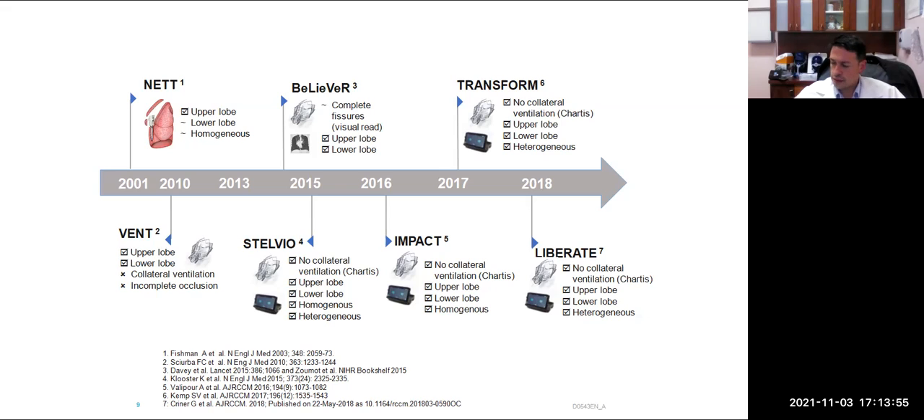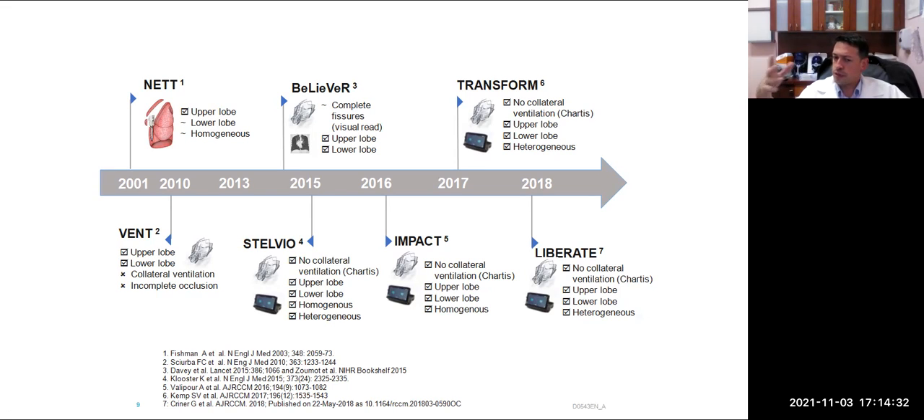And what's nice is that they have tried all the different possible combinations to really try to understand who are the patients who benefit from this technology. So we have tried upper lobe, lower lobe, homogeneous, heterogeneous. Presence of collateral ventilation, this is extremely important. We'll get to that in a second. Basically, collateral ventilation means that there is communication between the lobes, so that if you try to close a lobe that is communicating with an adjacent lobe, then the procedure is not going to work.